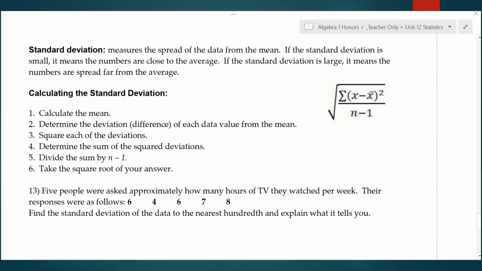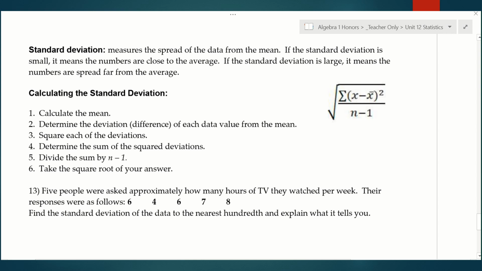So standard deviation measures the spread of the data from the mean. If the standard deviation is small, it means the numbers are close to the average. If the standard deviation is large, it means the numbers are spread far from the average.